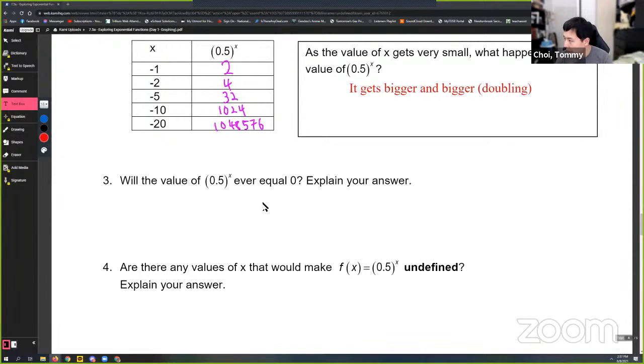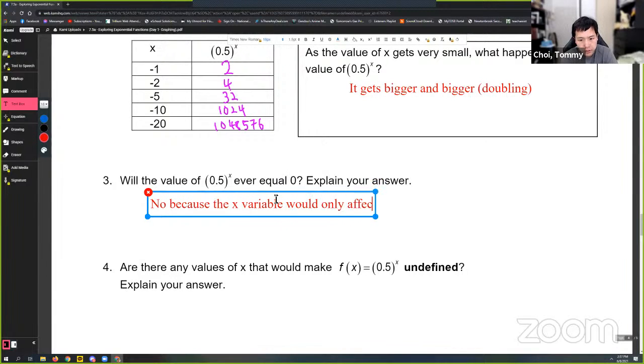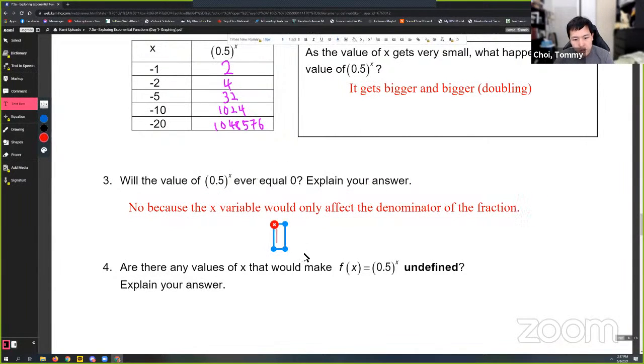So will this value ever equal 0? Anyone want to give this a shot? Yes or no? No is correct. Rena and Sydney, thank you. No is correct because same thing as before. The x variable would only affect the denominator of a fraction. Right?